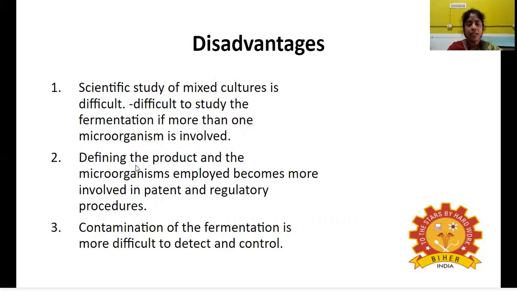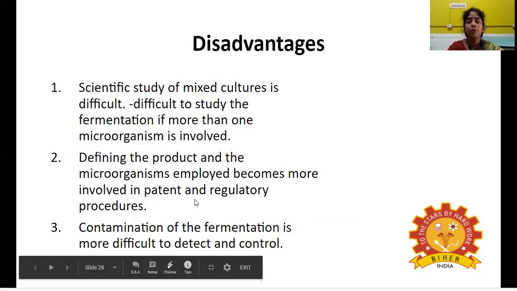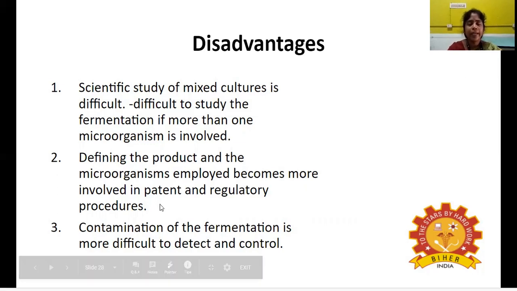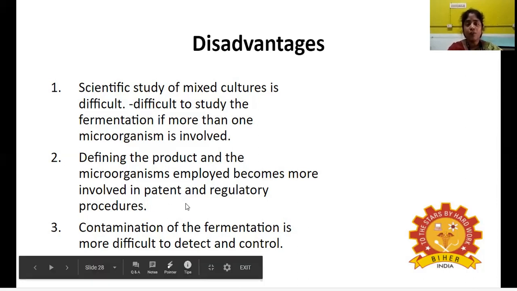The next one is the product and the microorganisms. Whatever we are going to make as a product, we are going to do it in a patent form. So we are going to file the patent, by the patentee, for the patent right of the information. That becomes more difficult because of defining the product and microorganism relationship. So that is one of the disadvantages while filing the patent.